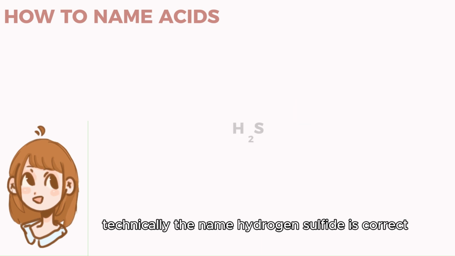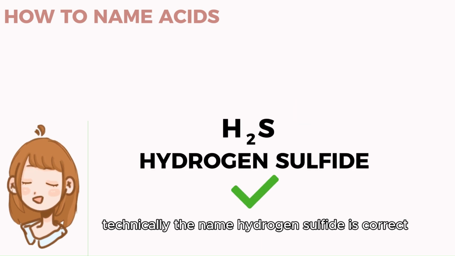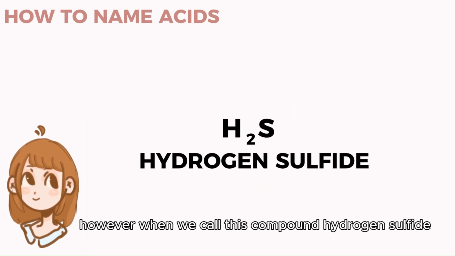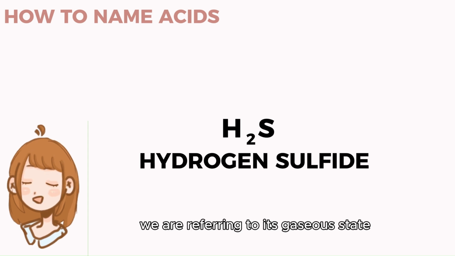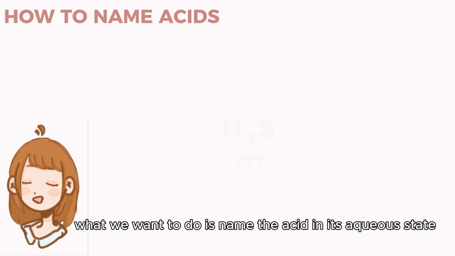Wrong! Technically, the name hydrogen sulfide is correct, however, when we call this compound hydrogen sulfide, we are referring to its gaseous state. And right now what we want to do is name the acid in its aqueous state.